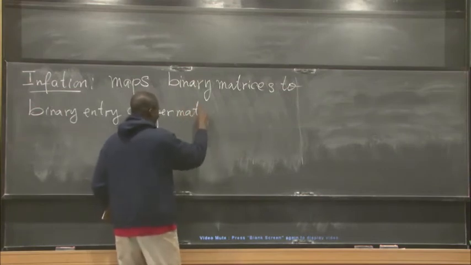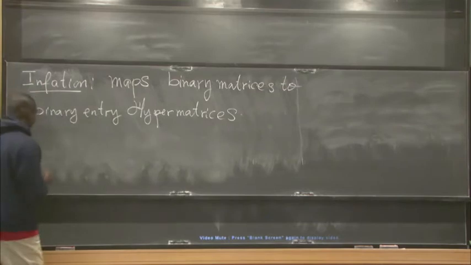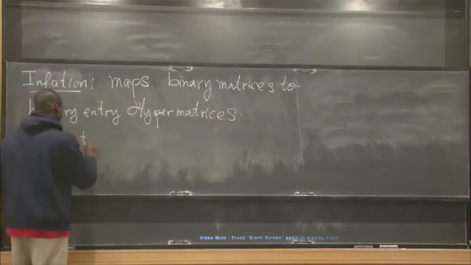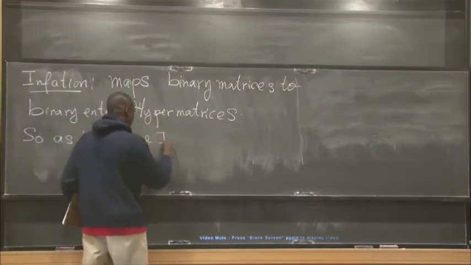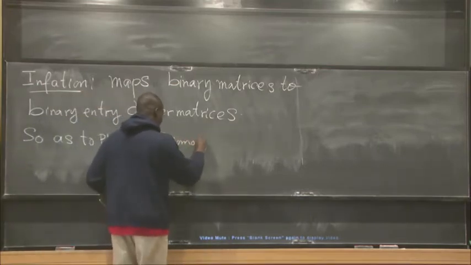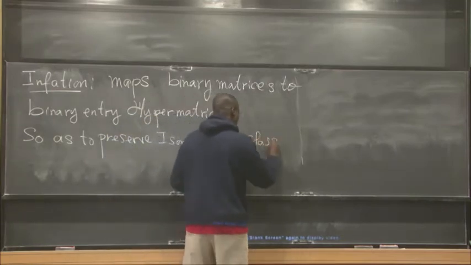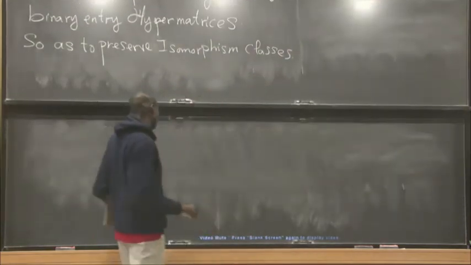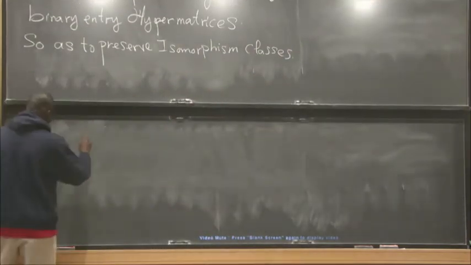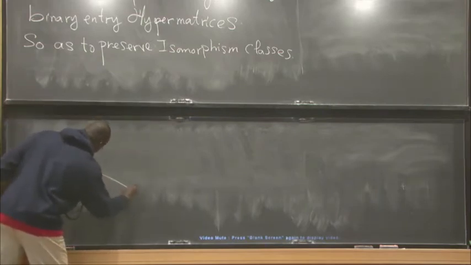But what's crucial is that the mapping should preserve isomorphism classes. Let me show an easy example, the one you would think about if you were playing with this. So let me draw again the graph I had before.